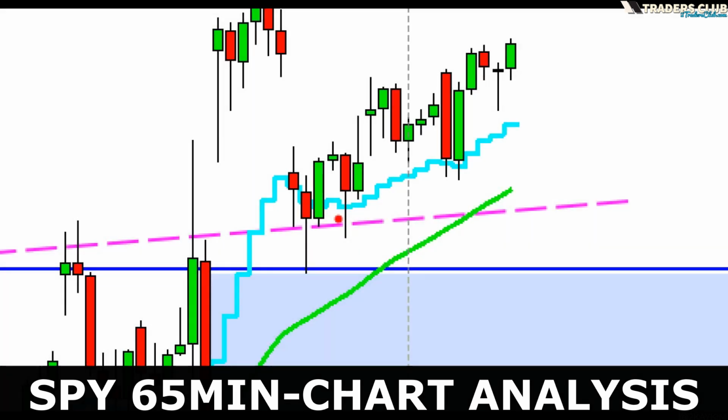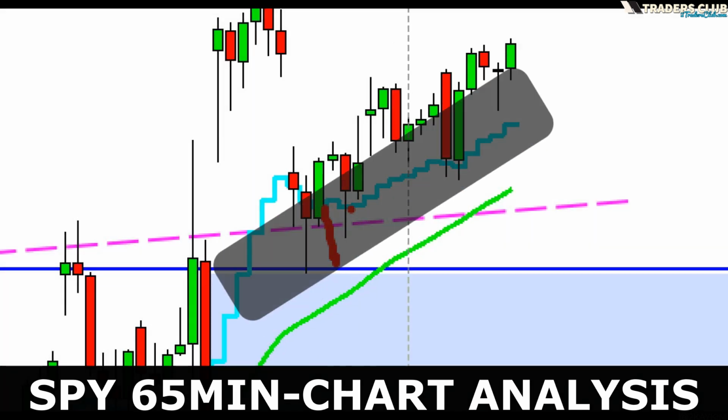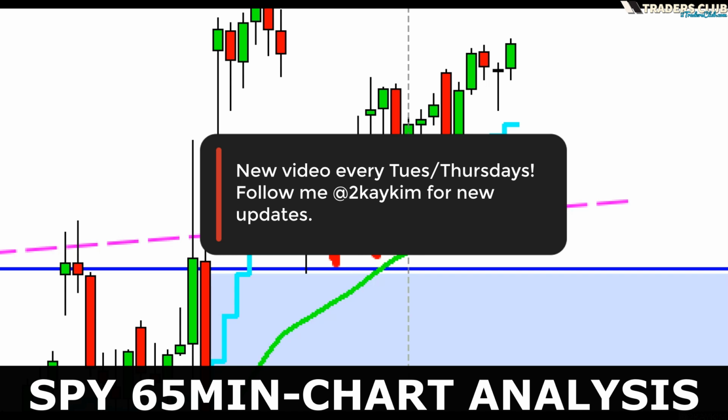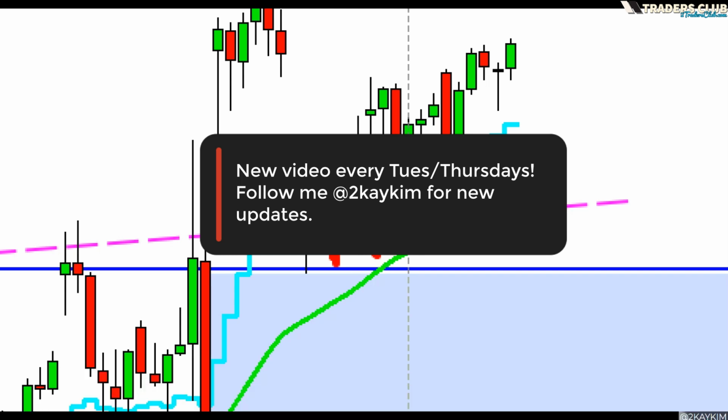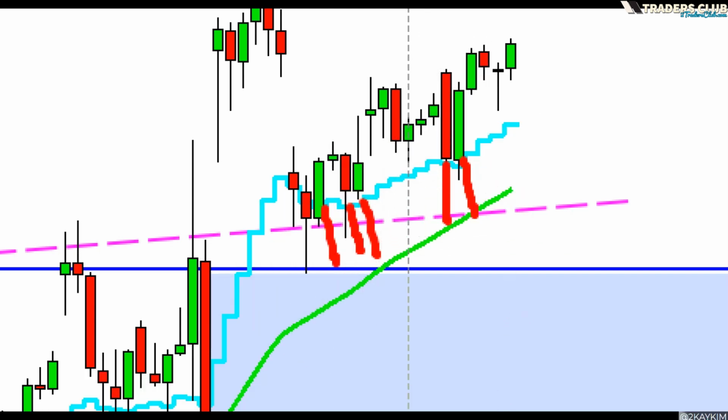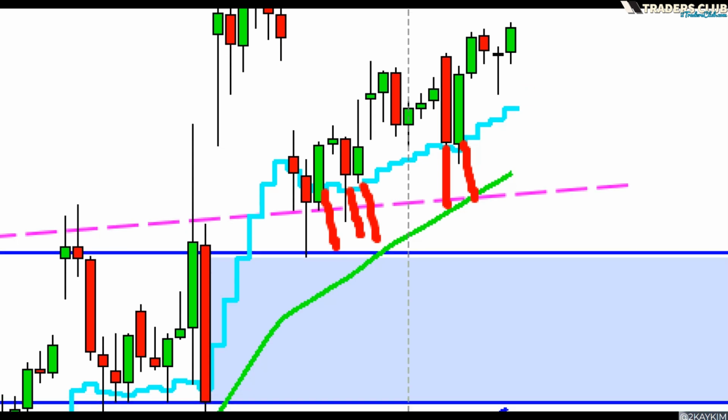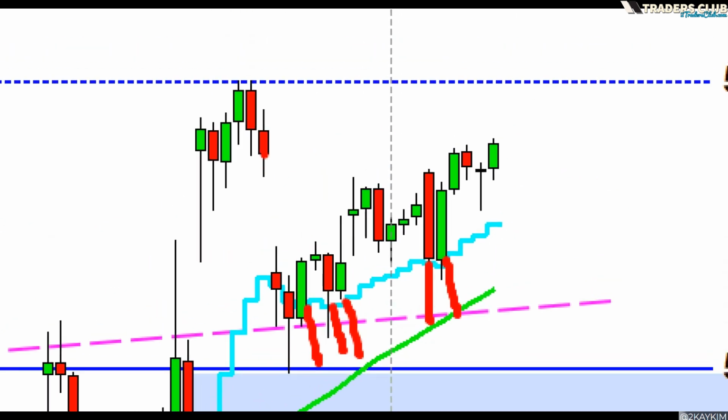You see that aqua squiggly line? That's the micro-term moving average. As you can see in the last several trading sessions, bulls made sure to ride that micro-term. What really happened today, though, is there was this down gap that needed to be filled.